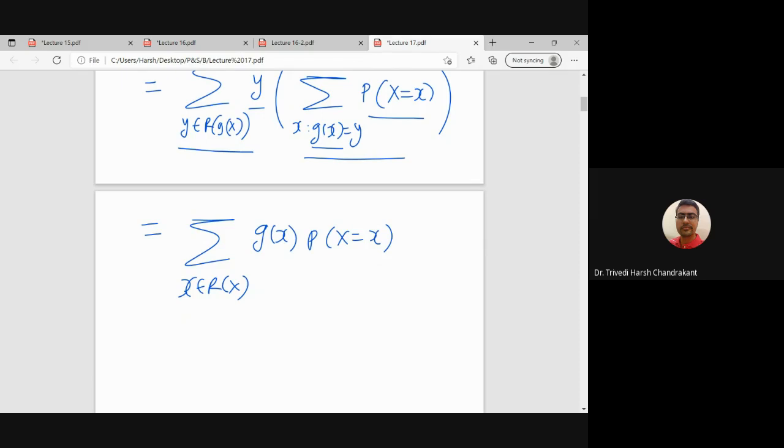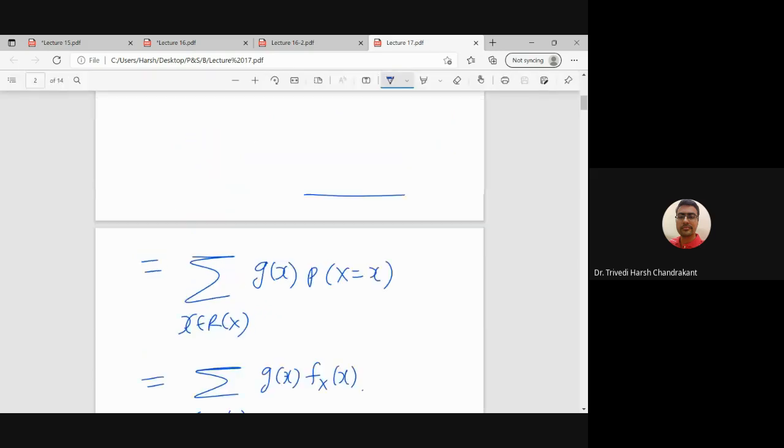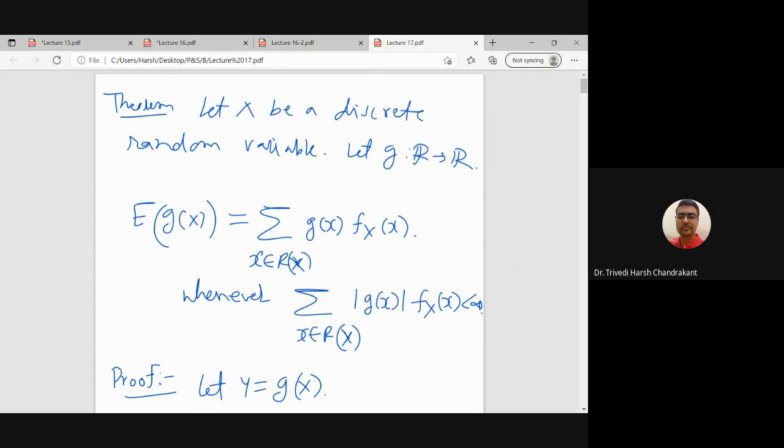Okay. So what is this quantity? This is nothing but the sum over all x in the range of x of g of x times f of x at x. So this is essentially the equation which we wanted to prove: whenever we want to find the expectation, assuming we already know the probability mass function of the random variable capital X, if you know all the possible values of g of x in the range of x, there we just substitute and find it.